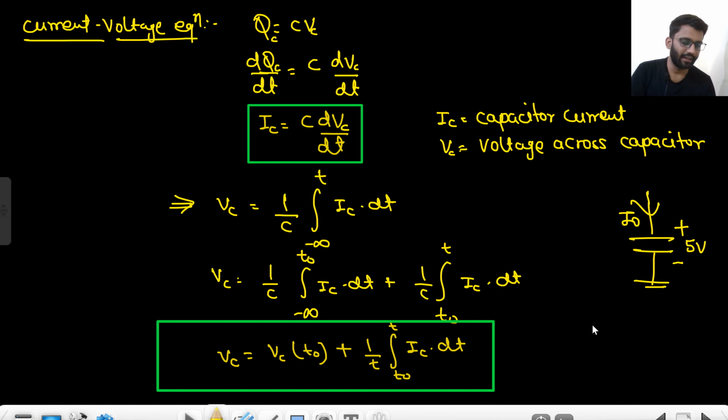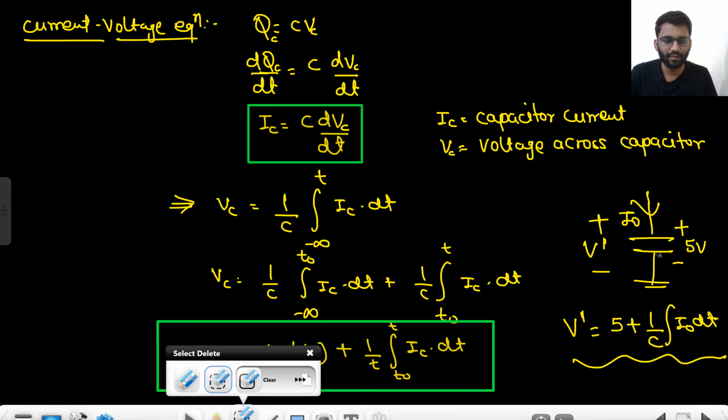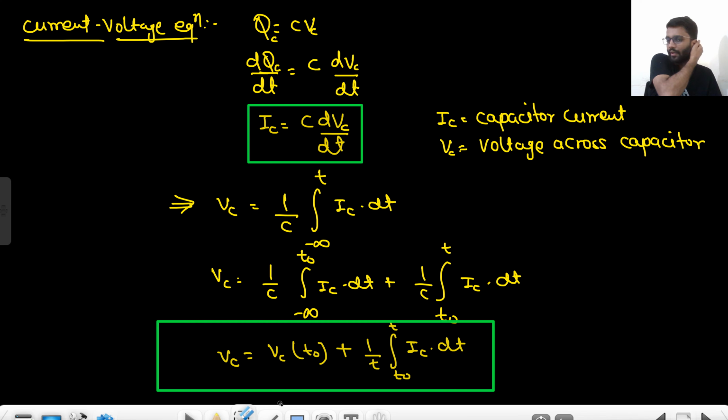Now if you want to write down the voltage across this capacitor, V dash, how will you write it? V dash will be equal to 5 plus 1 by C integration I naught dt. Did you understand it? The voltage across the capacitor will be the initial voltage, that 5 till time t naught, plus 1 by C integration I naught dt. Understood? Good. You can write it down in your rough notebook. I just told this to explain.